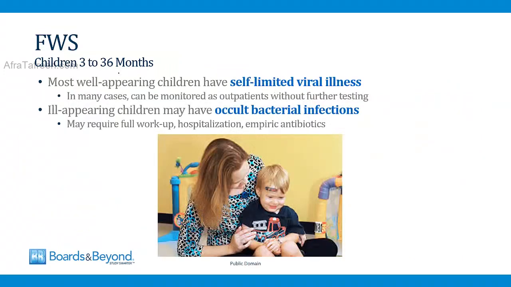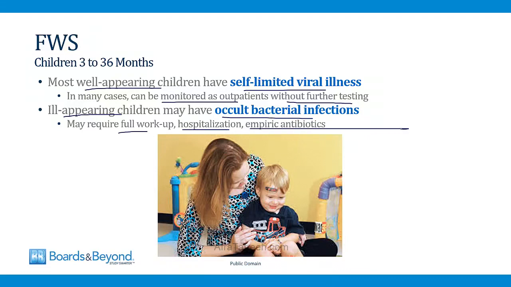So the reason this distinction is so important is because most well-appearing children have self-limited viral illnesses, and in many cases they can be monitored as outpatients without any further testing. Ill-appearing children are at much higher risk of having occult bacterial infections, and many of these children need a full workup, including hospitalization, blood cultures, and empiric antibiotics.